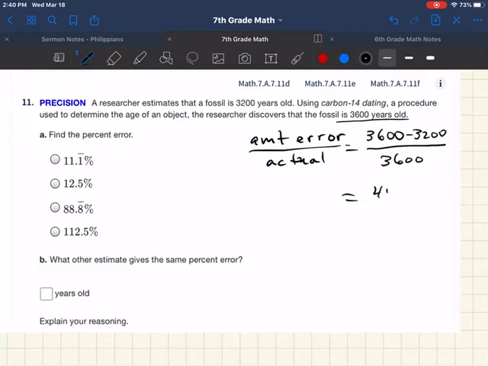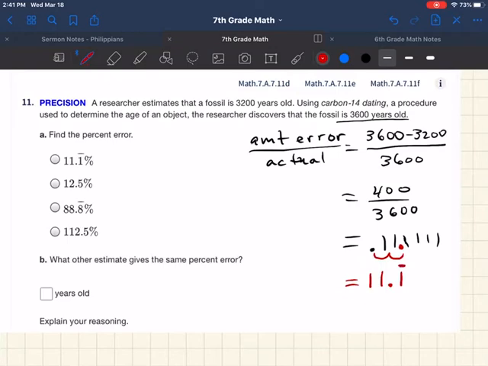So we end up with 400 over 3,600. We get out our trusty calculators. 400 divided by 3,600, and we get 0.1111111 repeating. Now this again is the decimal, not the percentage, just like the percent change. So I'm going to move my decimal 2 places, and my final is going to be 11.1 repeating percent. So it would be A.